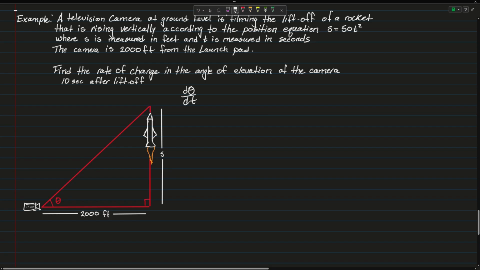Now, because it's an angle, we're going to have to do some type of trig to get there, because we are only given components of a right triangle. We have that t is 10, and from that, we're going to find a couple of things. So if t is 10, s is 50 times 10 squared, which is going to give us 5,000.